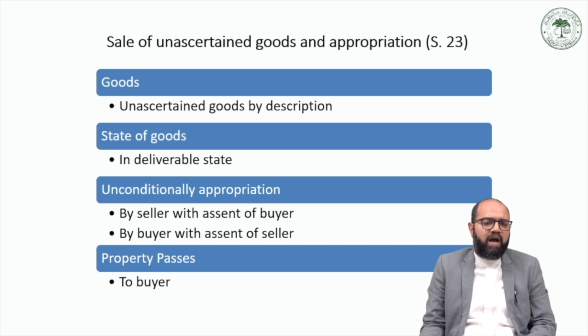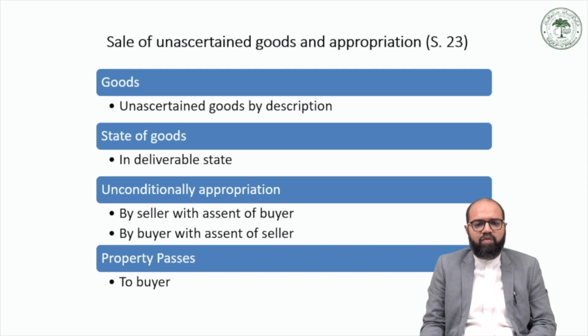So if they are unconditionally appropriated to the contract, either by the seller with the assent of the buyer or by the buyer with the assent of the seller, such appropriation can be by express means or implied means through the conduct of the parties. Only after such appropriation has been done by either party with the consent of the other party, the property passes from the seller to the buyer.